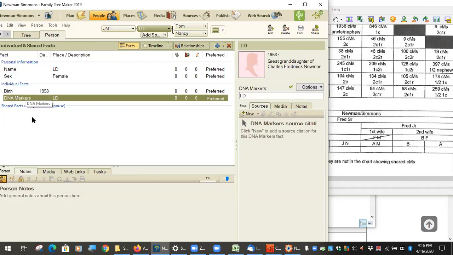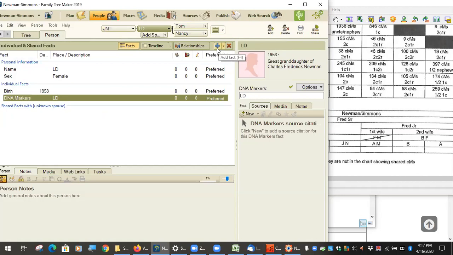If you are a RootsMagic user, they do have a DNA markers fact, but you cannot use it because they use it specifically for the Y DNA and the mitochondrial DNA. And even that info does not transfer over to Ancestry. So you can use a custom fact called DNA Kit.